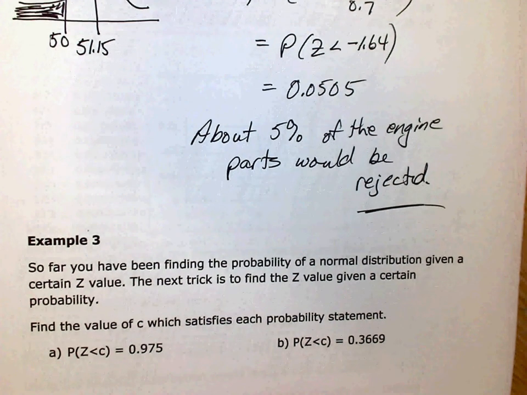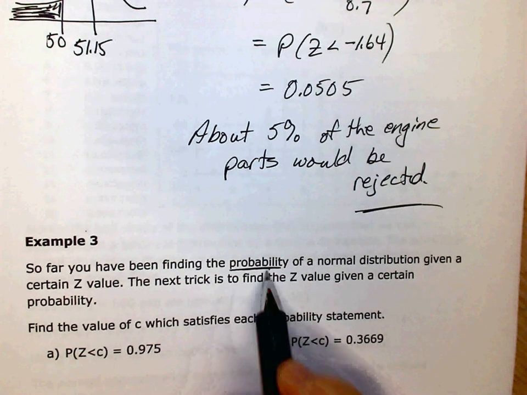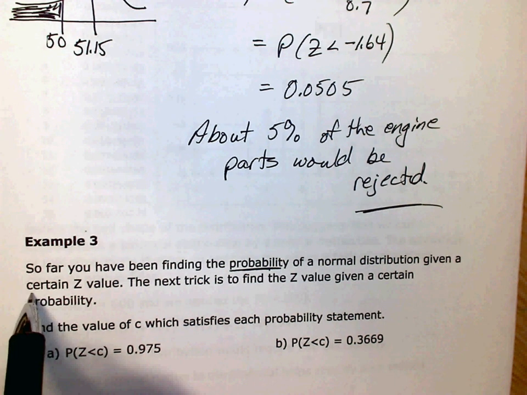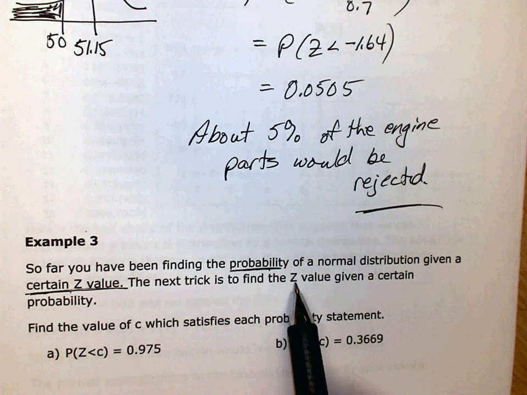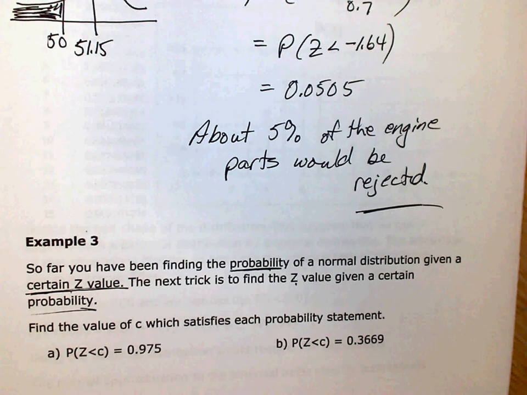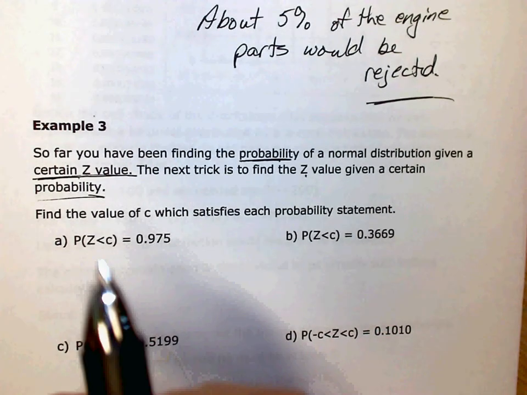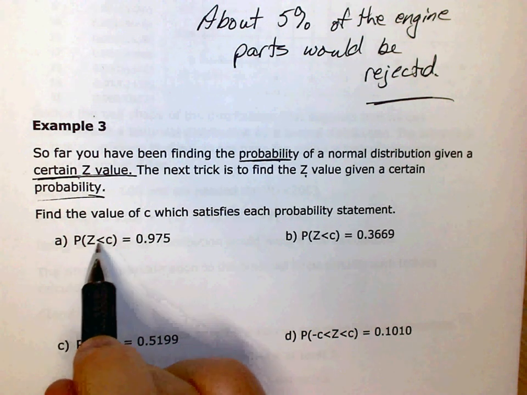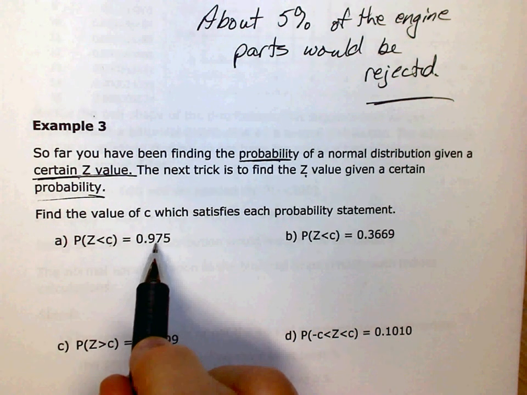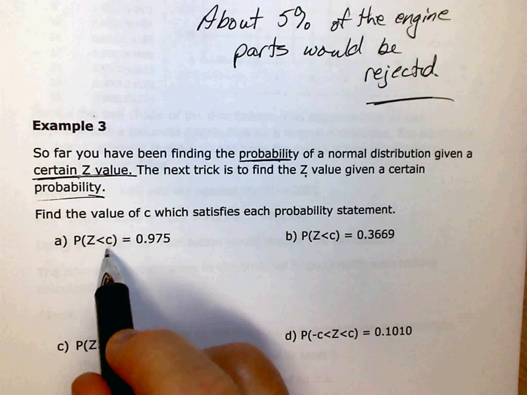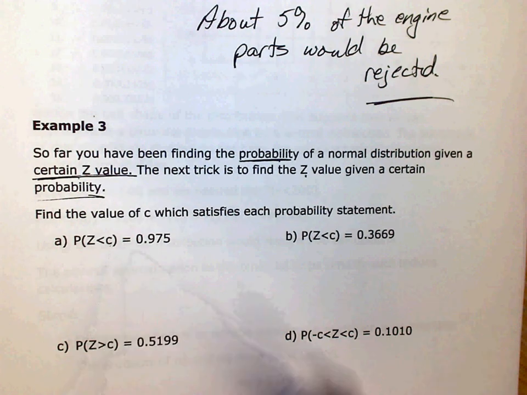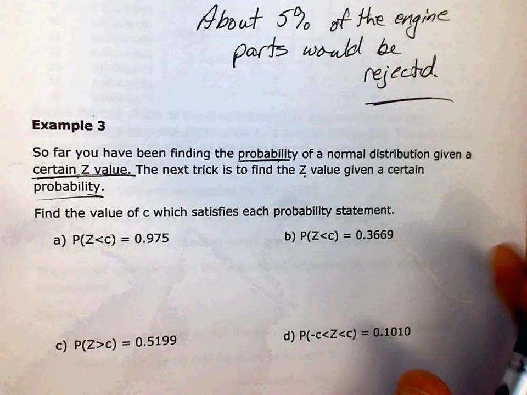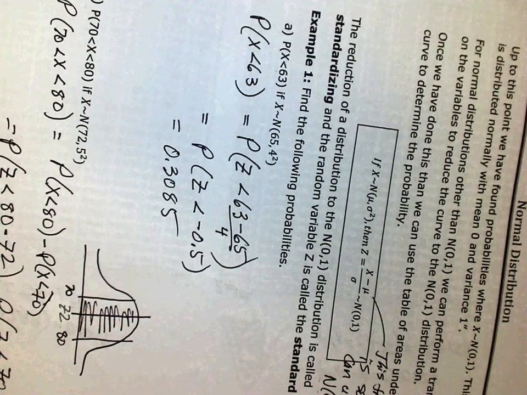Okay, so far you've been finding the probability of a normal distribution given a certain z value. What if now we have to learn how to work the other way around? How do we find the z value if we know the probability? So for example, the probability z is less than c is 0.975. What is c? What is the z-score? So we have to work backwards. Let's go to the table. We're going to look up 0.975 in the probability and figure out what z is.